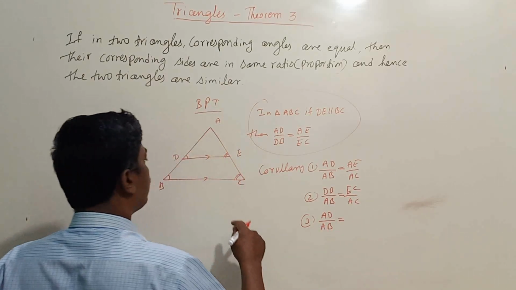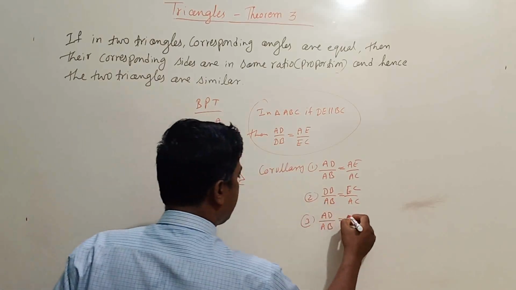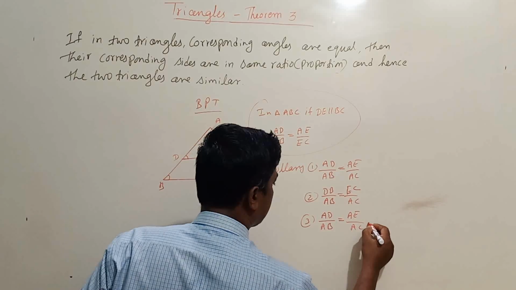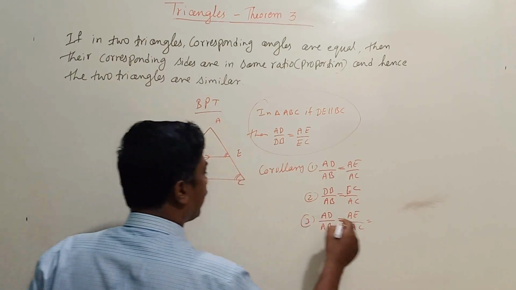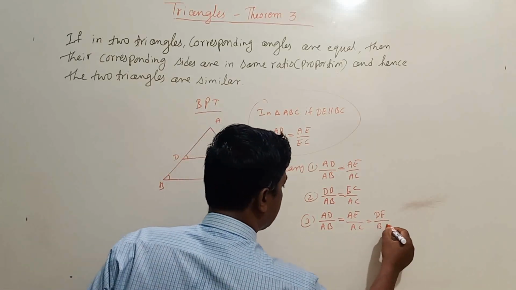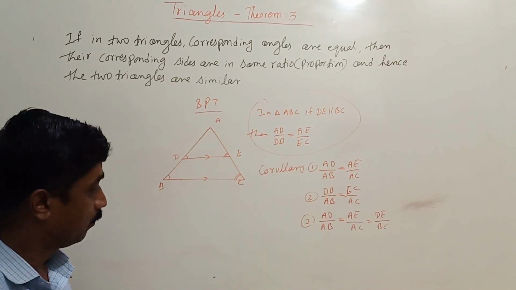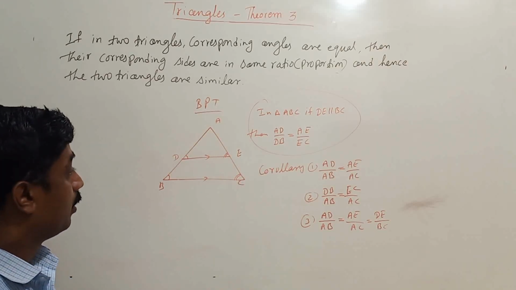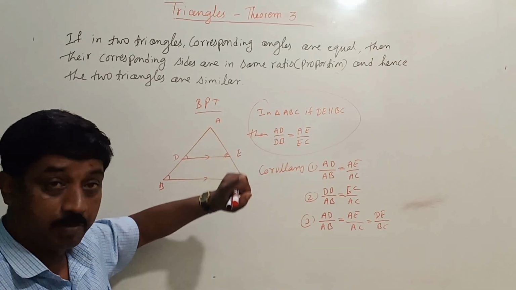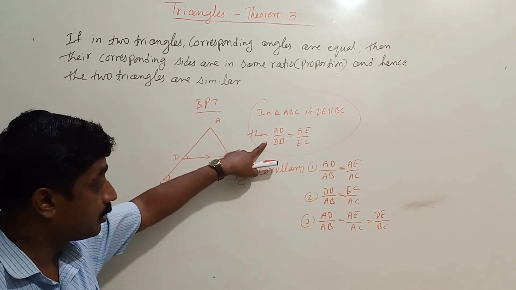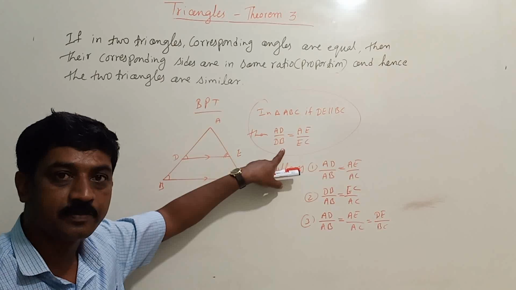Is equal to smaller triangle side AE by bigger triangle side AC is equal to smaller triangle side DE by the bigger triangle side BC. These are very important. And you know one thing? When they ask you in BPT to prove this, they may also ask you to prove this, not that.